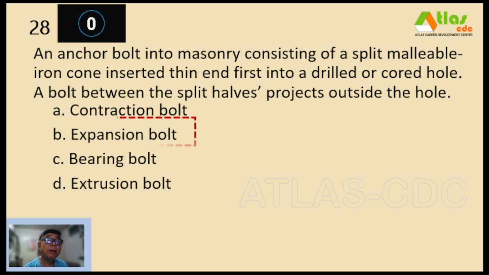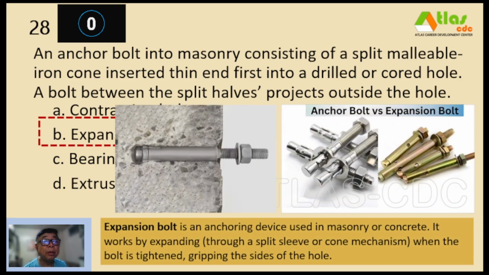And our correct answer is letter B, expansion bolt. So expansion bolt is an anchoring device used in masonry or concrete. It works by expanding through a split sleeve or cone mechanism when the bolt is tightened and gripping the sides of the hole.